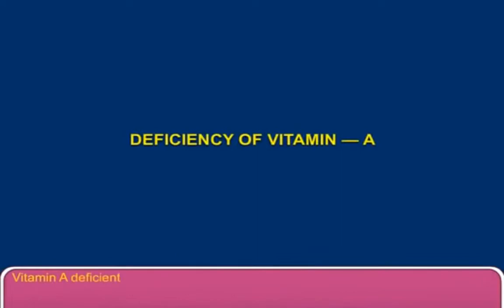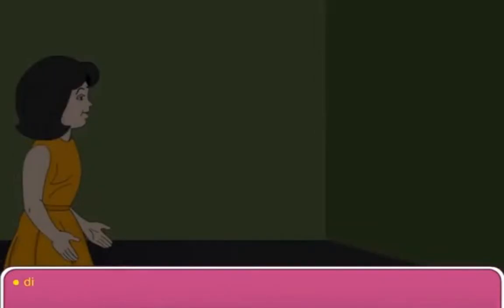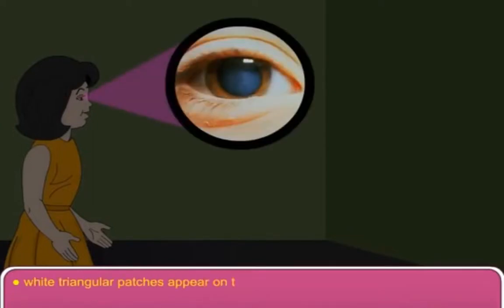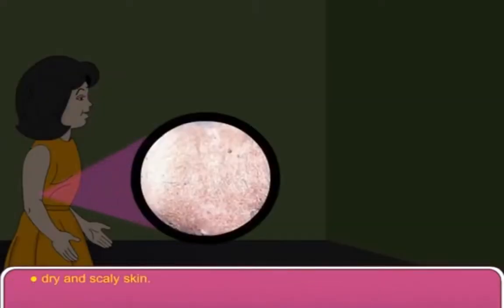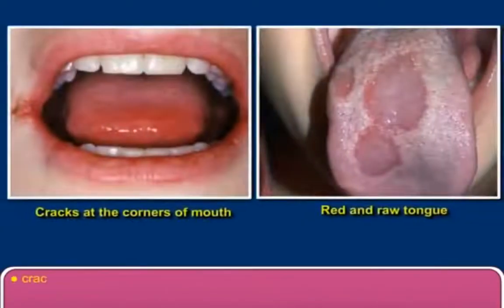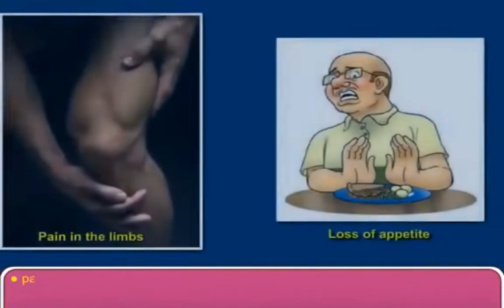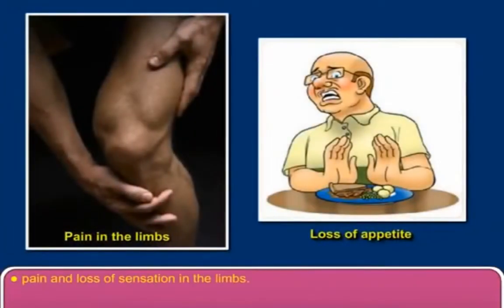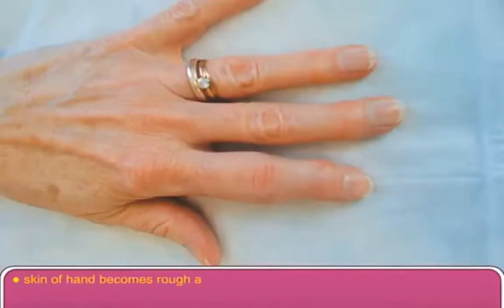A vitamin A deficient child suffers from difficulty in seeing in dim light, and dull and lackluster eyes. White triangular patches appear on the white portion of the eyes, known as Bitot's spot. Dry and scaly skin. A vitamin B deficient child suffers from cracks at the corners of the mouth, red and raw tongue, pain and loss of sensation in the limbs, loss of appetite, and skin of the hand becomes rough and scaly.